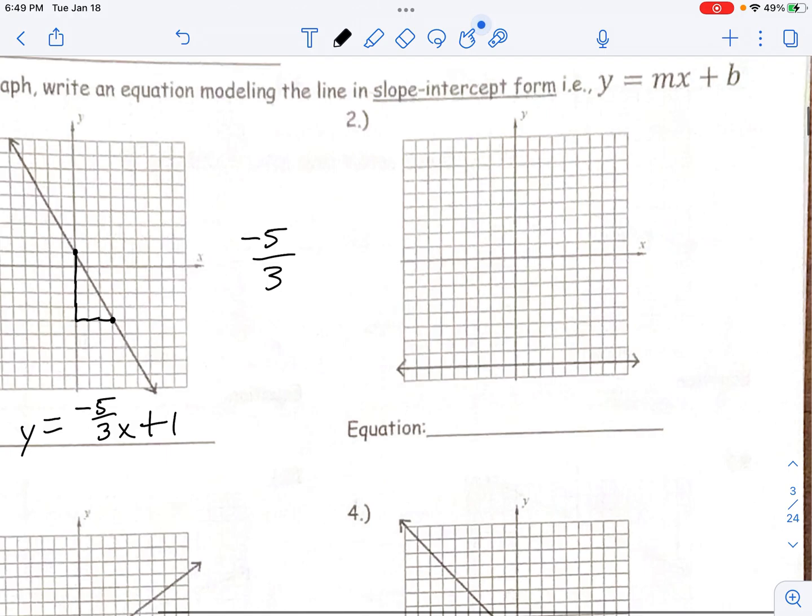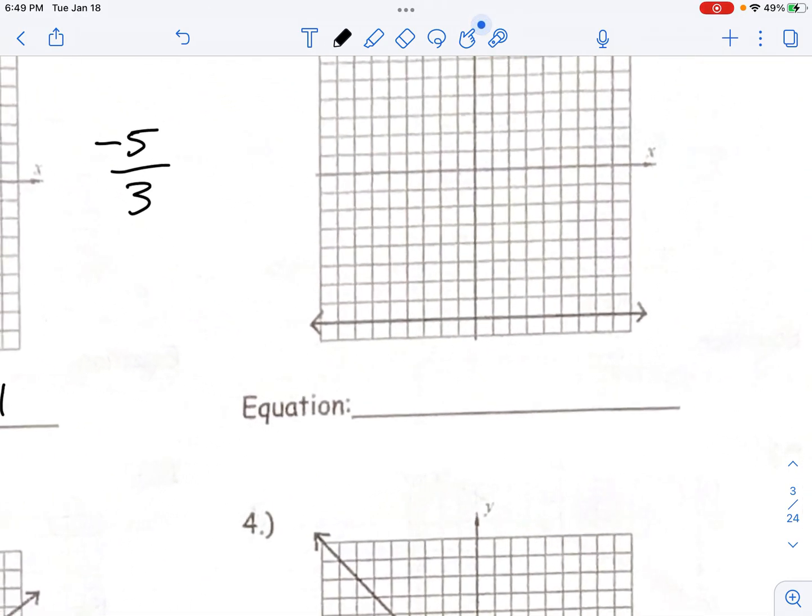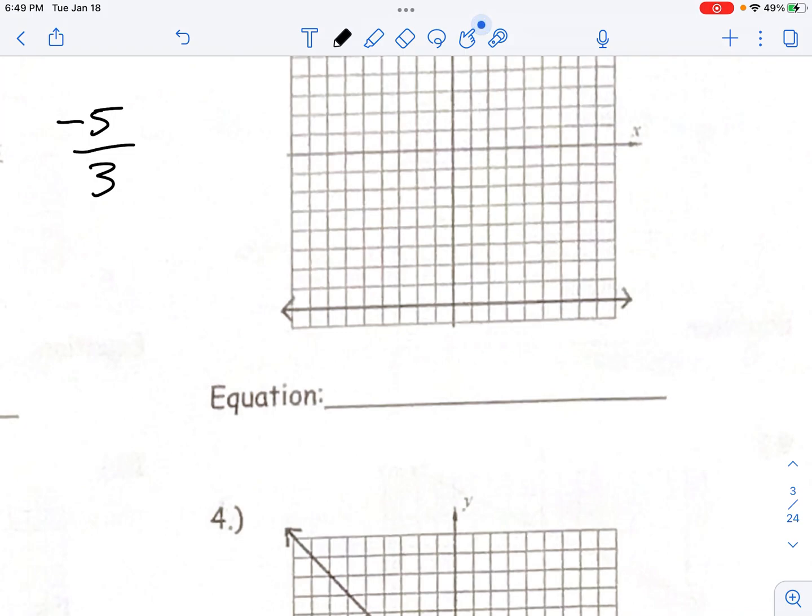Number 2. Okay, so we actually have a horizontal line here. Remember, the vertical line straight up and down is always an x equals equation, which means that the horizontal lines are always going to be a y equals equation. Well, what does y equal? Well, count down to where the line is. So that would be negative 1, negative 2, negative 3, negative 4, negative 5, negative 6, negative 7, negative 8. So that's your equation. Y equals negative 8. A horizontal line is always going to be a y equals equation.